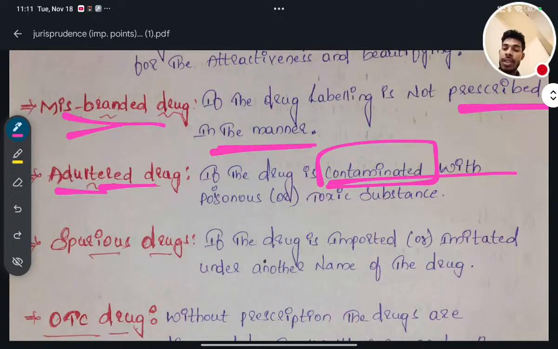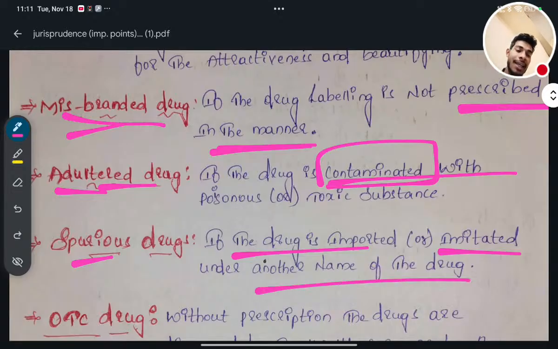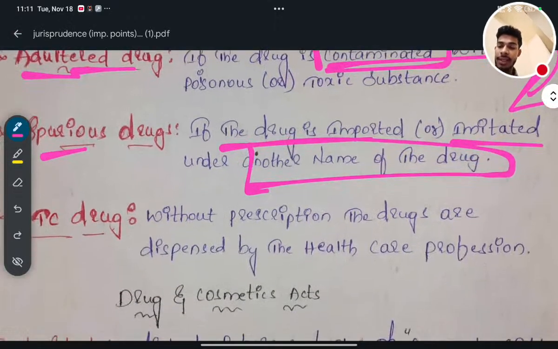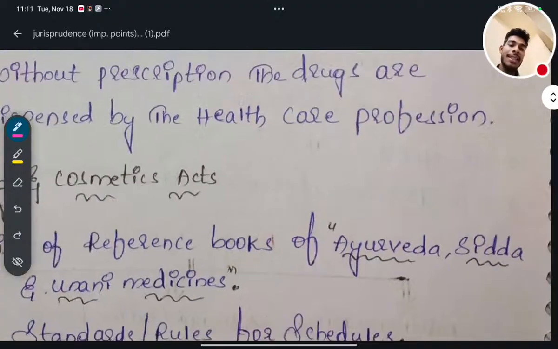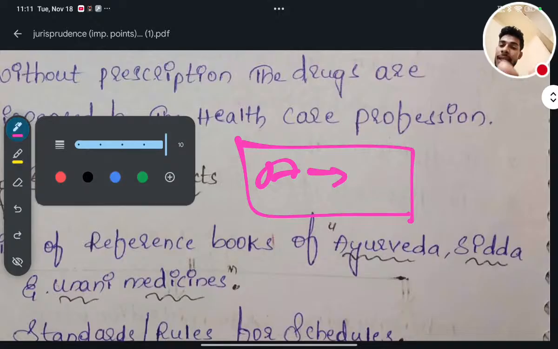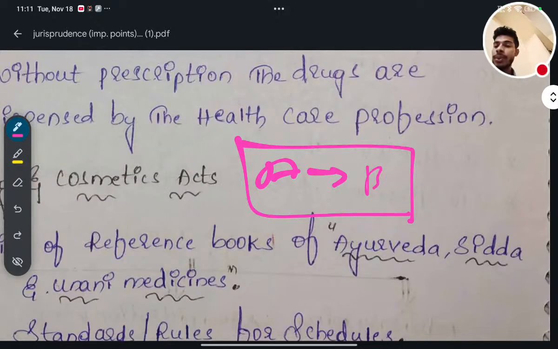Okay, spurious drug: if the drug is imported or imitated under another name of a drug. For example, take some Schedule X drug, and it is imported in the name of another drug which is normal, or over the counter, in the name of an OTC drug, then these are spurious drugs. Ultimately, if the name of the drug is written wrong on the slip, if it should be A and they have written B, then this is a spurious drug.